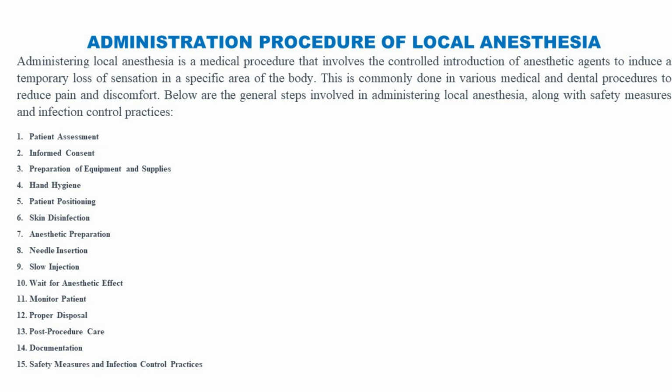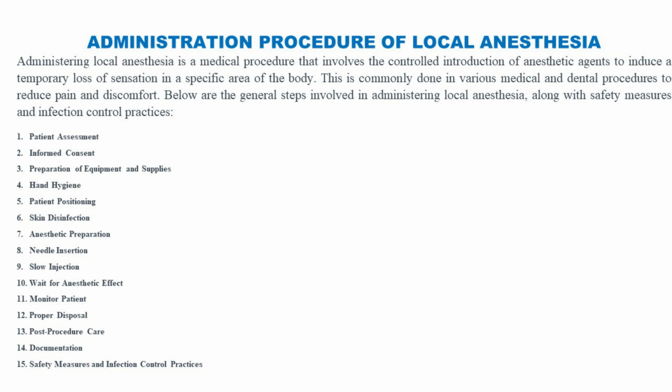1. Patient assessment. Review the patient's medical history, allergies, and any medications they are currently taking. Conduct a physical examination to assess the patient's overall health and suitability for anesthesia. 2. Informed consent. Explain the procedure, potential risks, and benefits to the patient. Obtain written informed consent from the patient or their legal guardian.